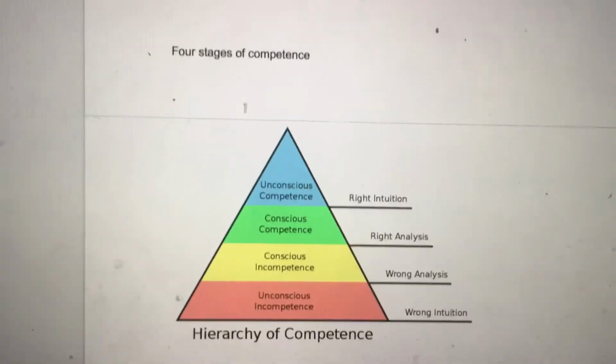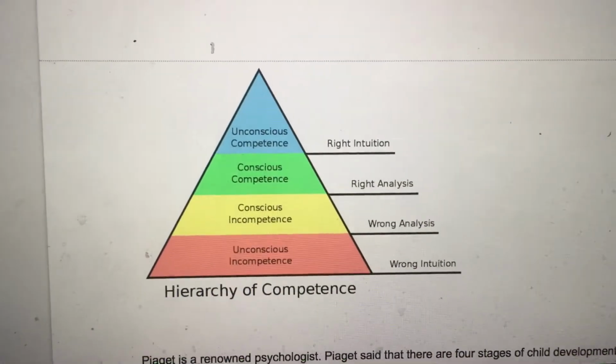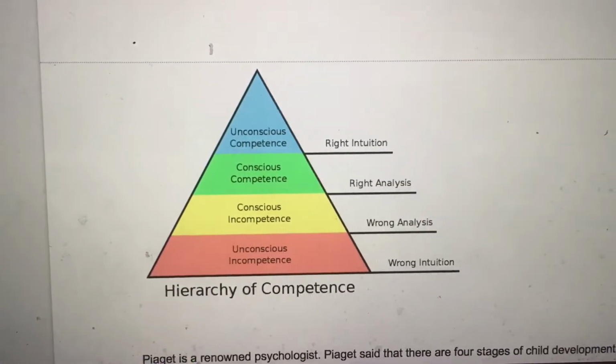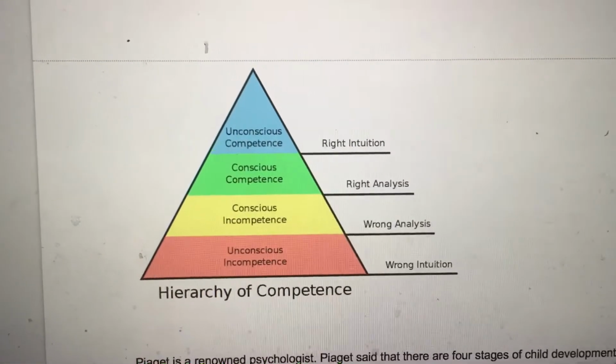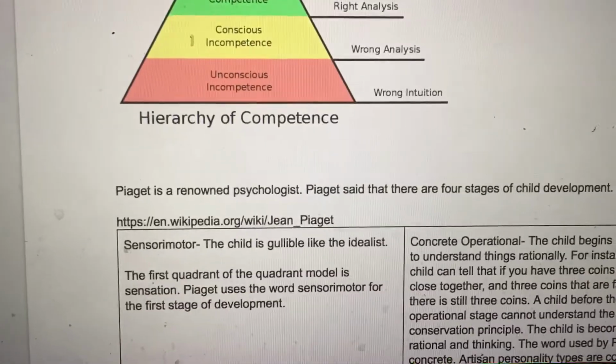There's 4 stages of competence: unconscious incompetence, conscious incompetence, conscious competence, and unconscious competence. That's a hierarchy of competence.